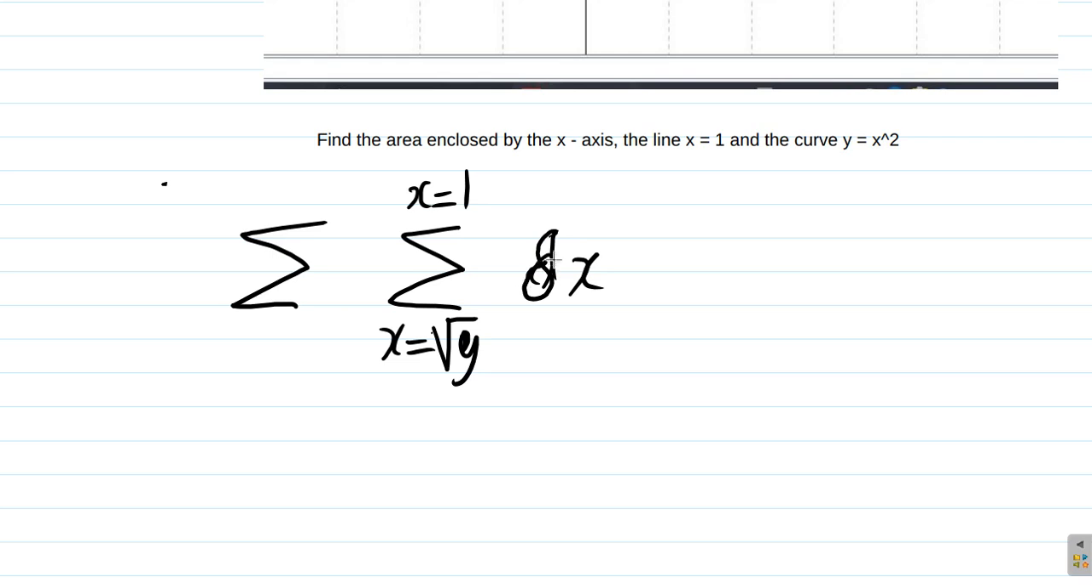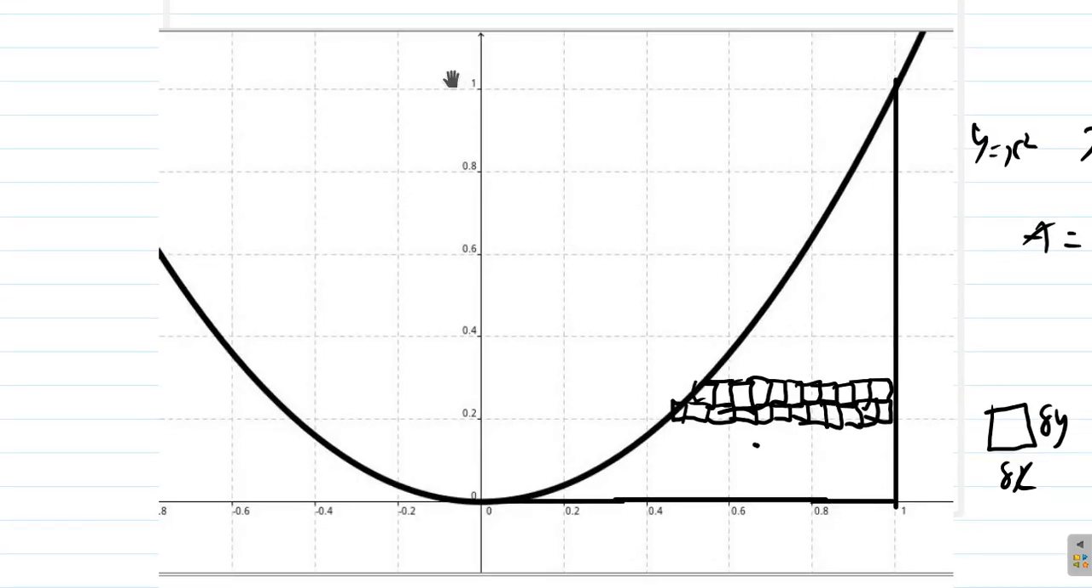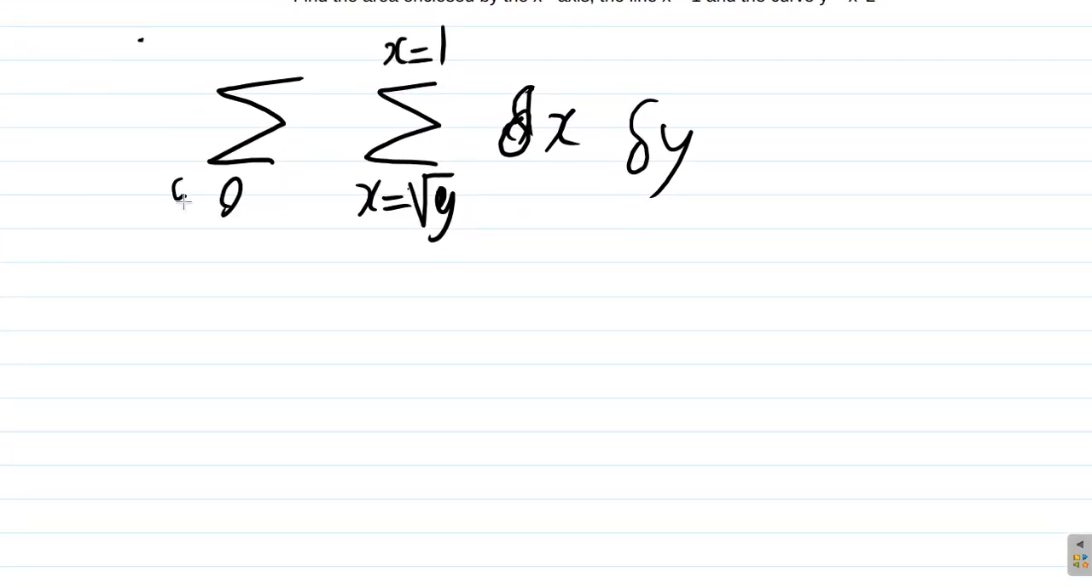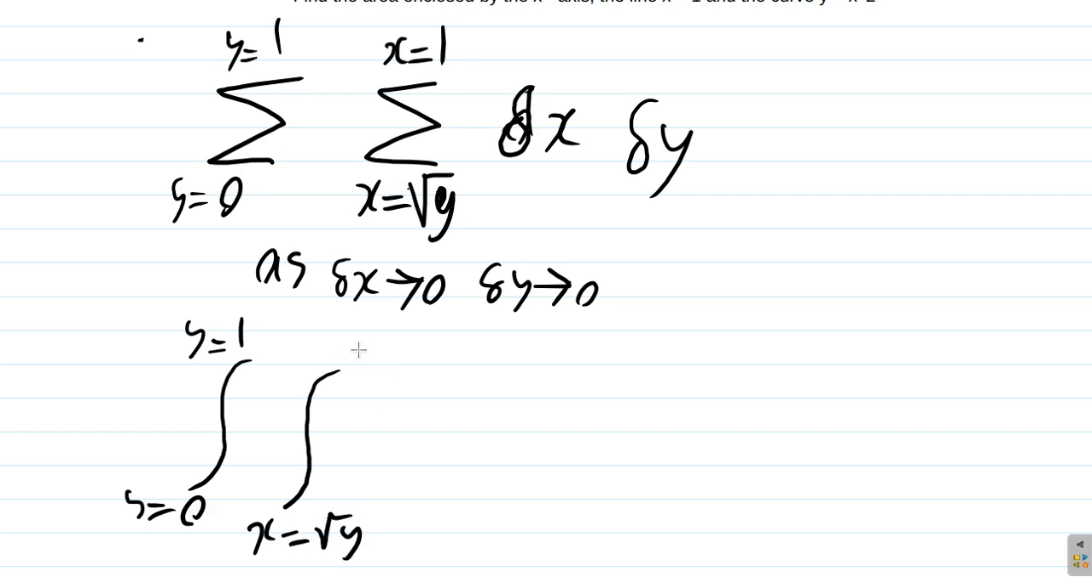I'm using the summation sign, so I'll use delta. This one is delta y, but where we're going, from where to where? It will be from 0 to, well, y goes up to 1, right? So y equals 0 to y equals 1. Now, as delta x tends to 0 and delta y tends to 0, what we have is the integral from y equals 0 to y equals 1 of the integral from x equals square root of y to x equals 1 of dx dy. Alright?